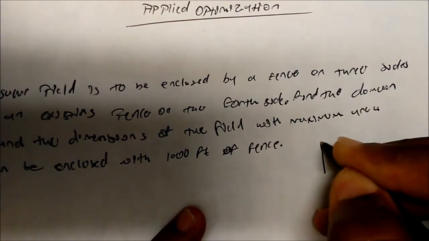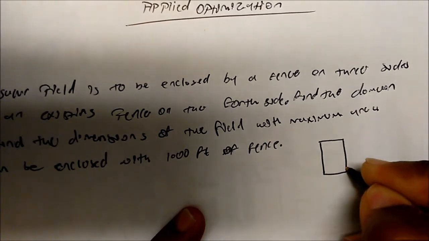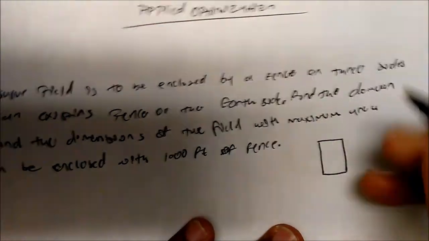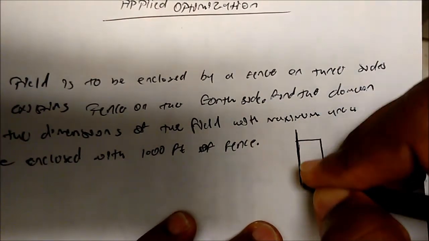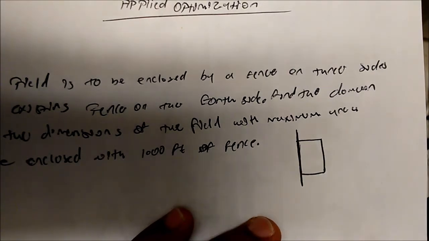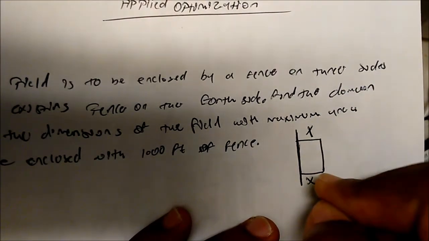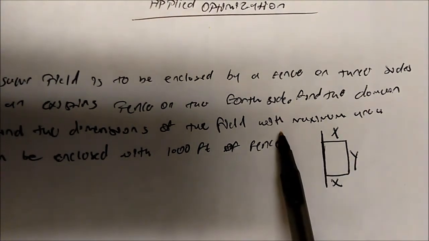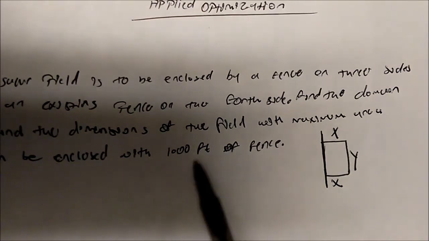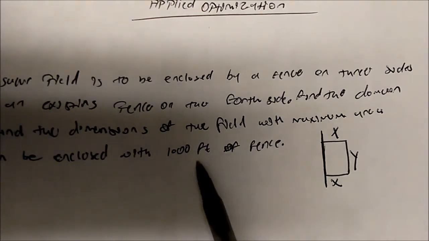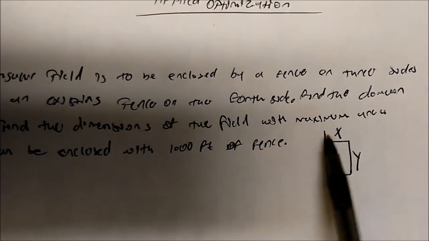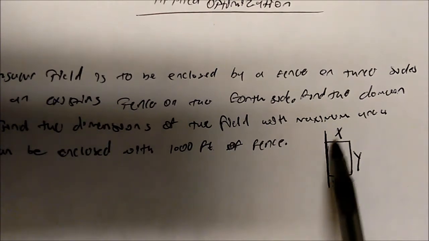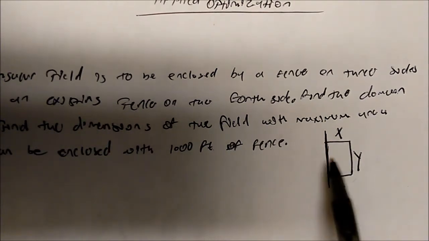We're going to have a rectangle, with an existing fence on the fourth side. So on the fourth side, I could probably have the fence here. And again, this could be x, this could be x, this is y. Find the dimensions with the maximum area that can be enclosed by 1,000 feet of fence. So it should be helpful to know that this 1,000 feet corresponds to these three sides here. The fourth side has a fence, so it is automatically cut out of the domain.